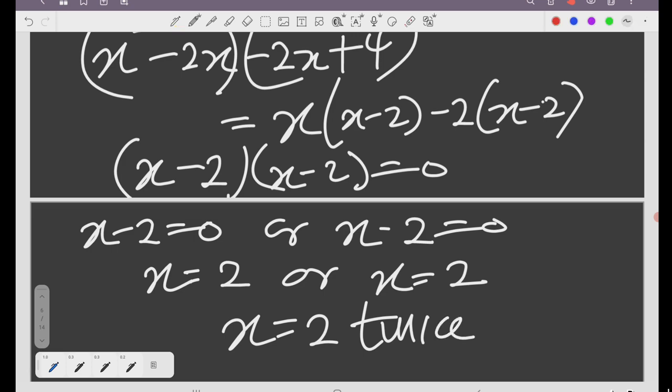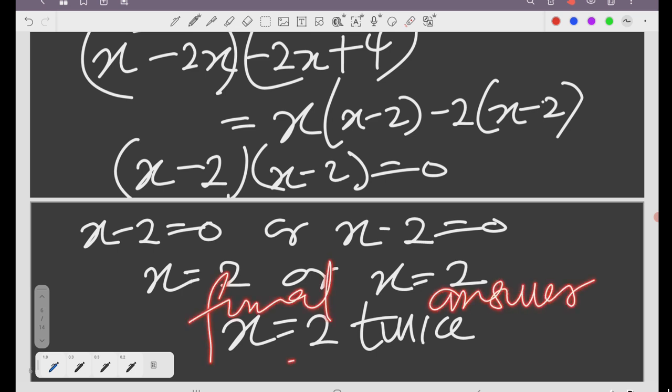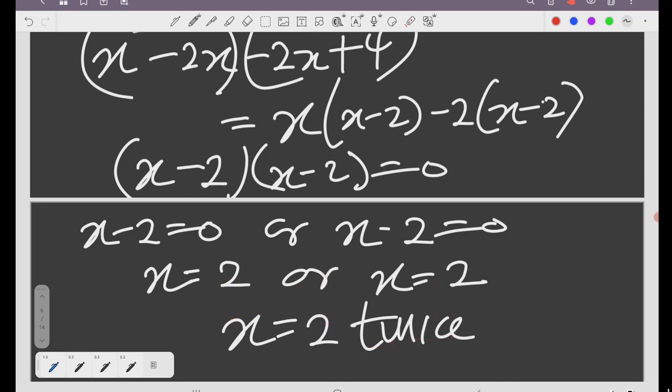So this is the final answer. x is equal to 2 twice. This is the answer for this solution.